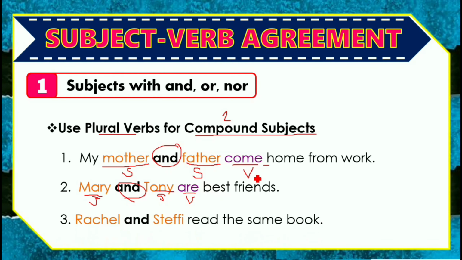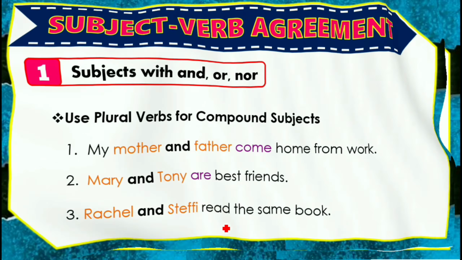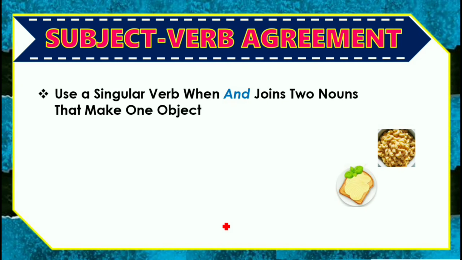Number 3. Rachel and Steffi read the same book. Rachel and Steffi are our subjects connected by the word and. So that makes a plural subject and our verb is read without an S. Okay? Use a singular verb when and joins two nouns that make one object.